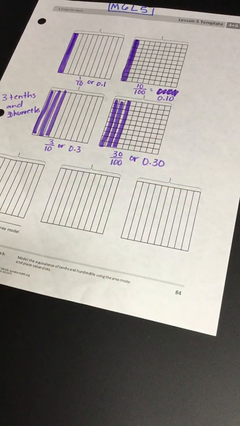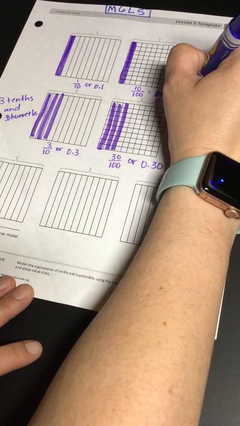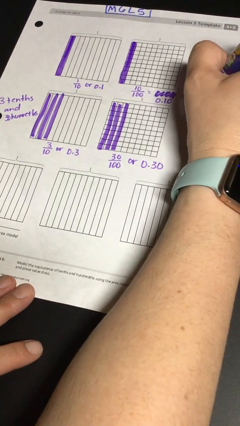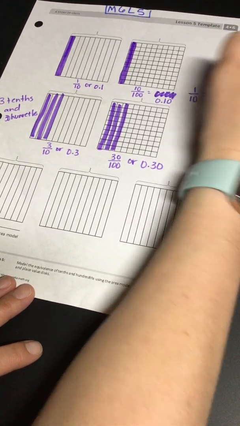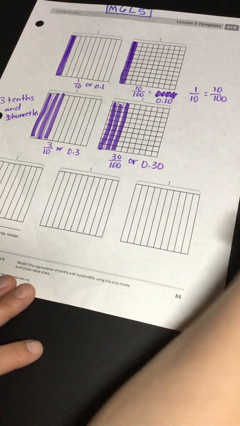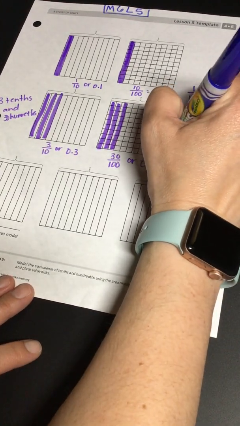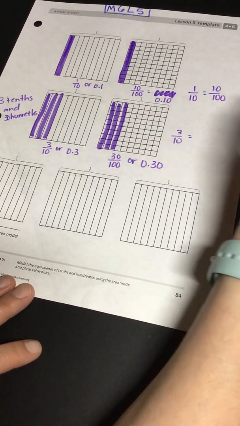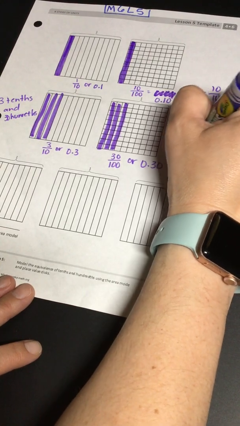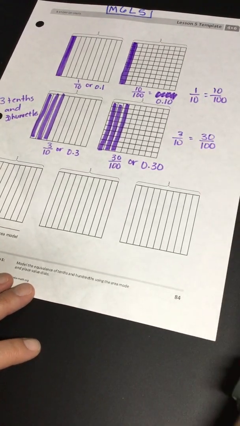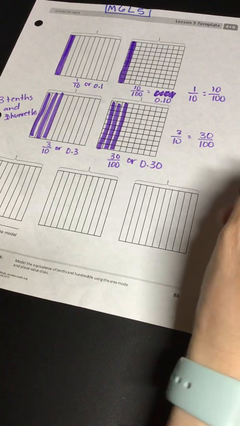Okay, so I know that these are equivalent fractions, which we know are equal to each other. I know that 1/10 is equal to 10/100ths. I also know that 3/10 is equivalent to 30/100ths. So that's our equivalent fraction.